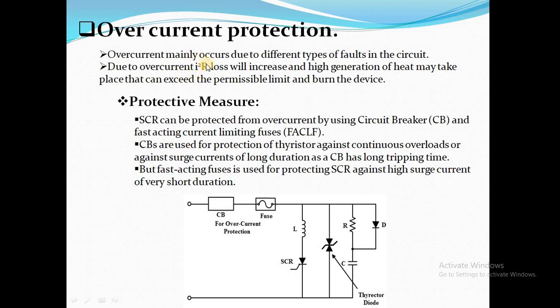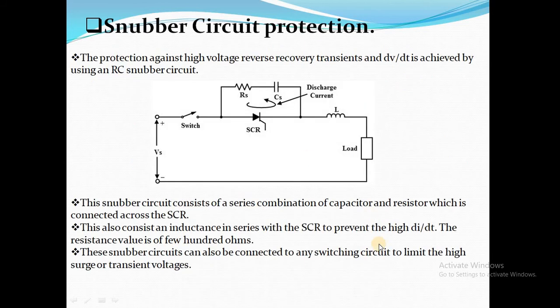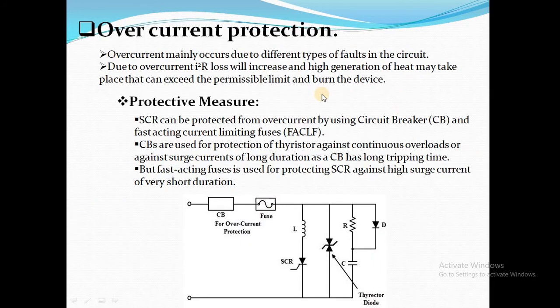I squared R loss means the power loss which is induced in the form of heat here. Whenever current reaches beyond the specified limit, there is an increase in heat, and if this increased heat reaches beyond the operating temperature value, then the SCR junctions or thyristor permanently get damaged or the device may burn here. So due to overcurrent, I squared R loss will increase and high generation of heat may take place that can exceed the permissible limit and burn the device. This is the major threat of overcurrent.